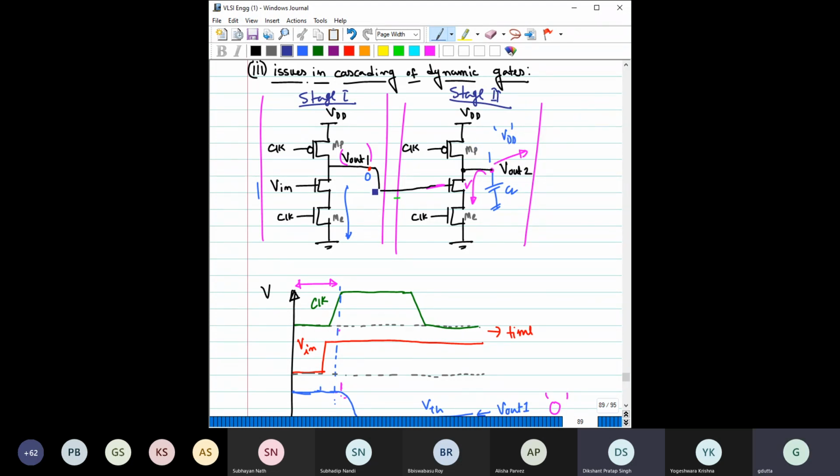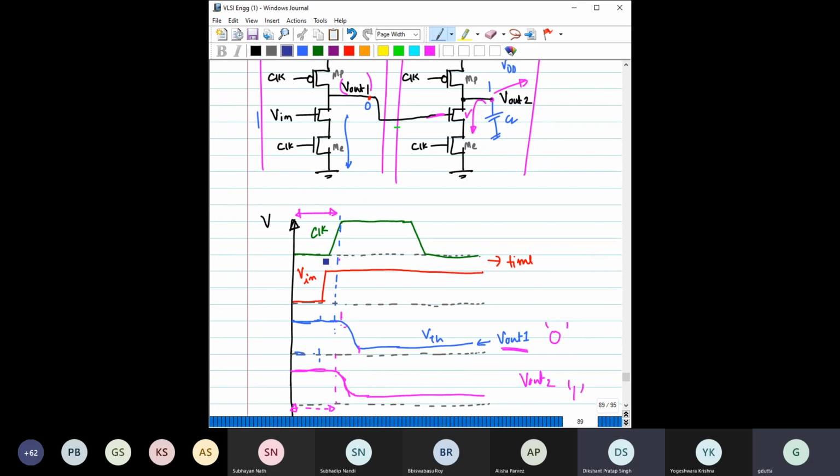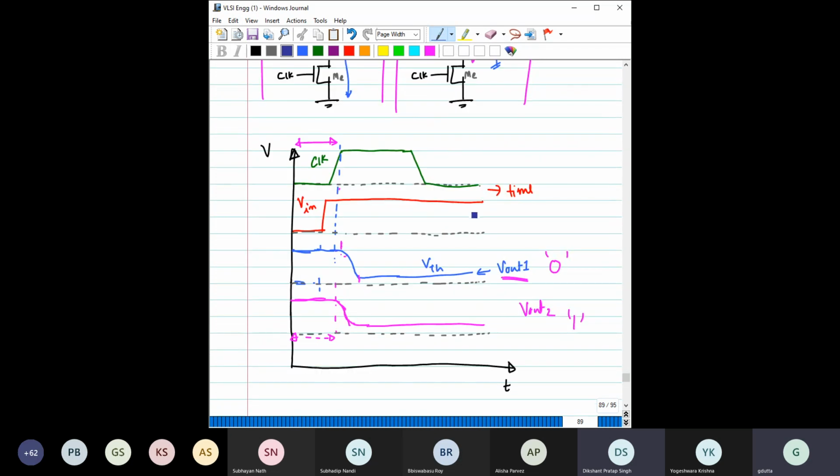So here we can clearly see the condition: the clock is like this, V in is like this. So this is basically the pre-charge state, this is the evaluation state, and this is the next cycle.